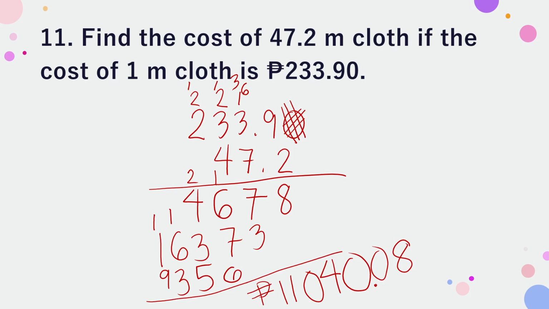What if the money given was 15,000? The money given is 15,000. How much would the change be? How would you solve it? We multiply first, after which we do subtraction to get the change. So there are problems like that. You need to know which operation to do first and which operation comes next.